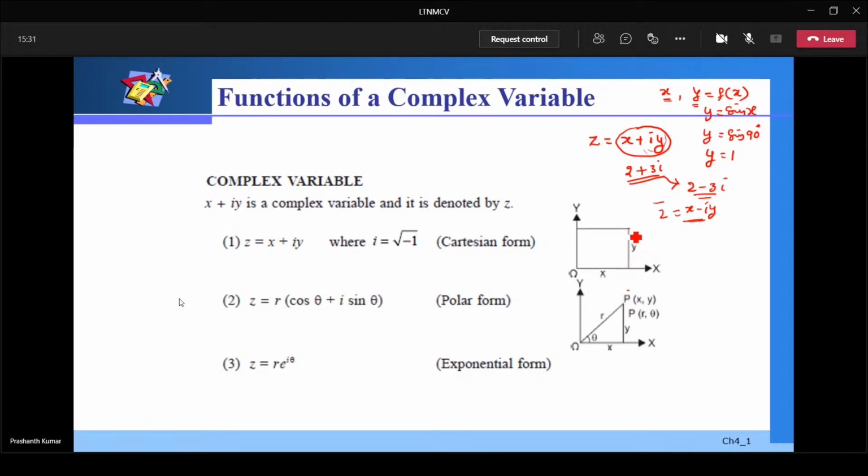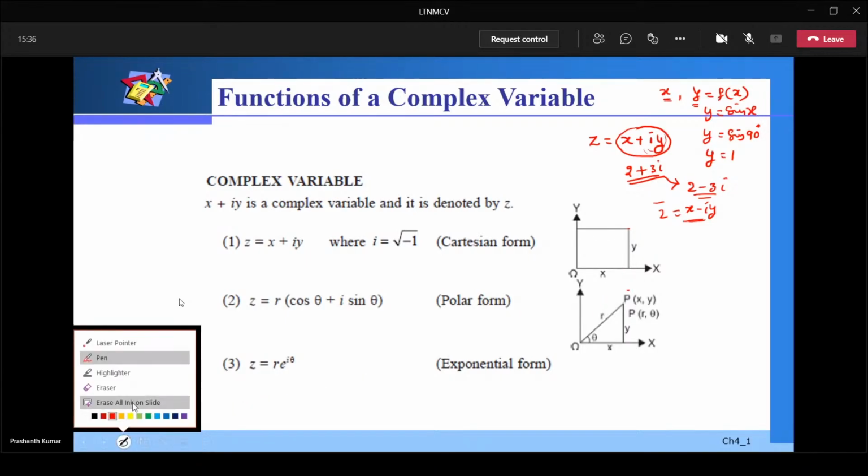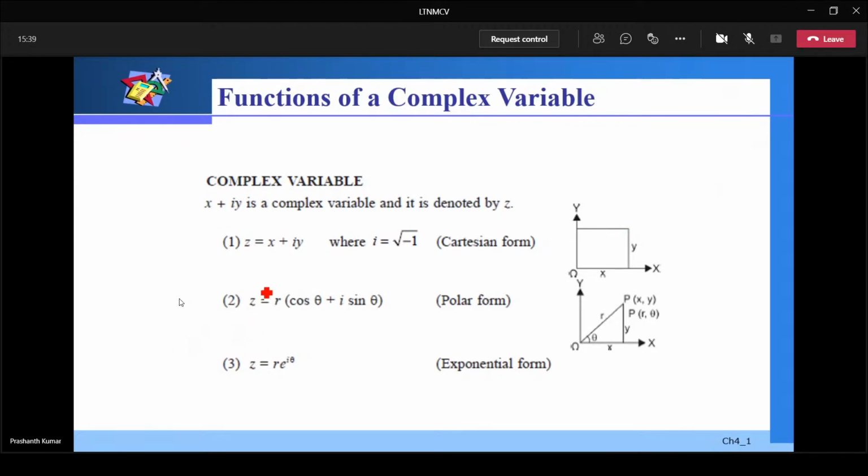Only one point I am discussing. So this is the way we discuss the complex variables. Now come to the point z is equal to x plus iy, where i is equal to root minus 1. This we call a Cartesian form. In the Cartesian form, we take the x-axis as the real part and the y-axis as the imaginary part. In that one, we show the point in the xy complex plane.